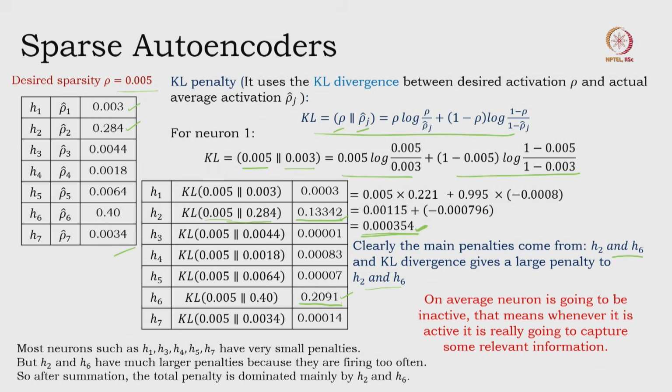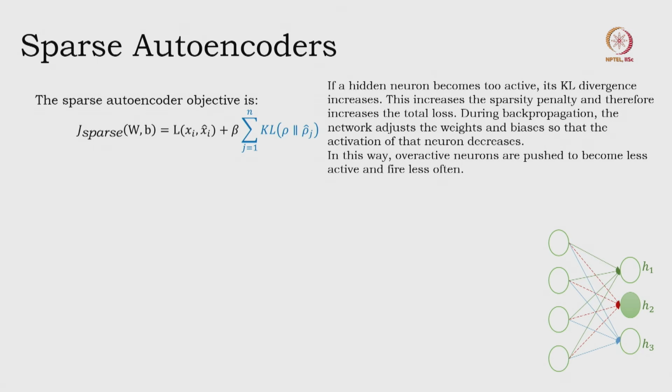It means whenever it is active, it is really going to capture the most relevant information. This is the hidden intuition, right? It is inactive for most of the time, but when it becomes active, it has to capture the information. Is it not some sort of a constraint we have put? It's not as free as it was in an autoencoder. There is some sort of restriction we have put, some penalty. Because of the penalty, most of the time it is inactive, but when it becomes active, it has to capture. So this is how you are achieving the regularization.